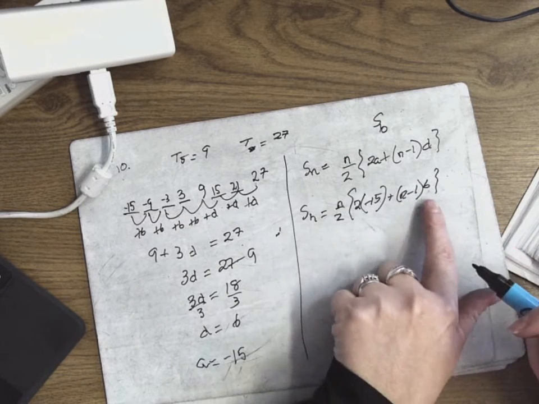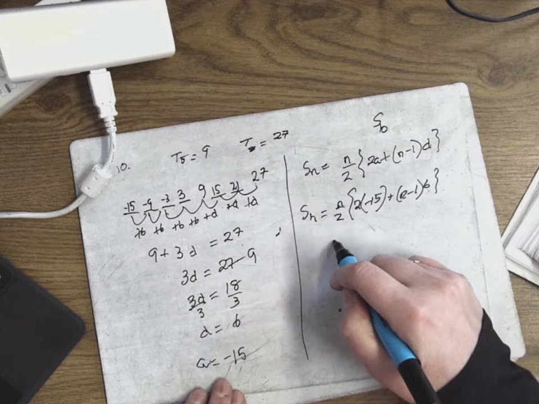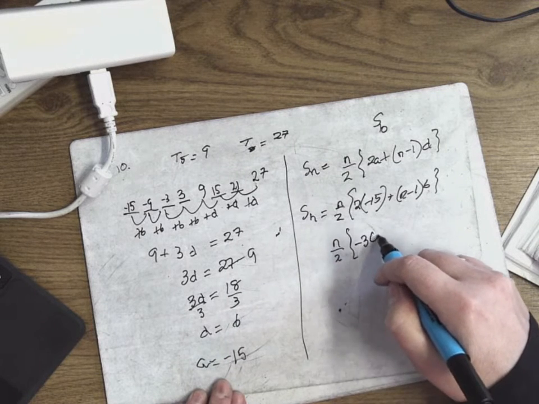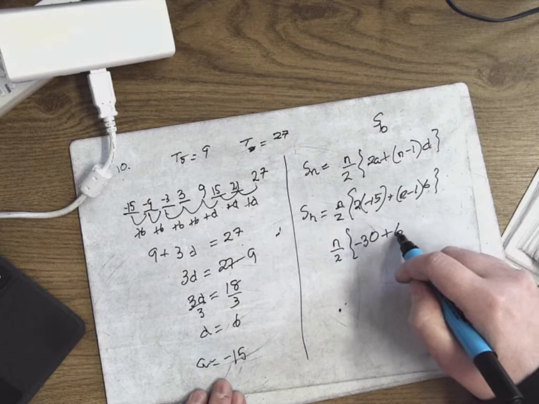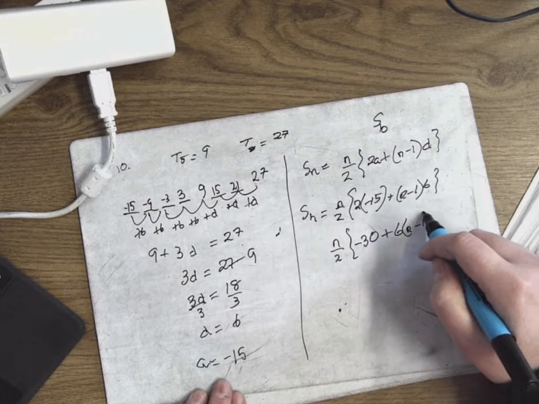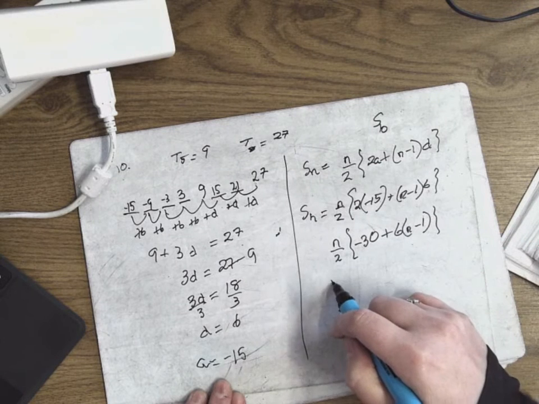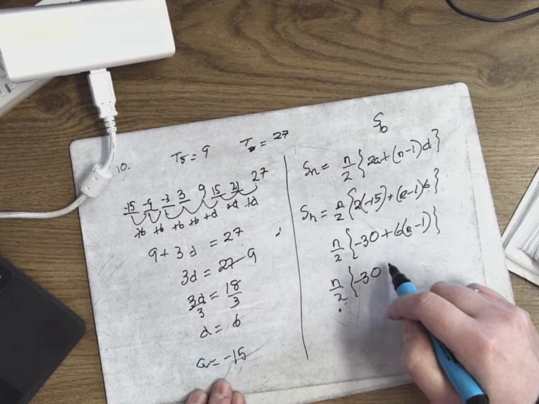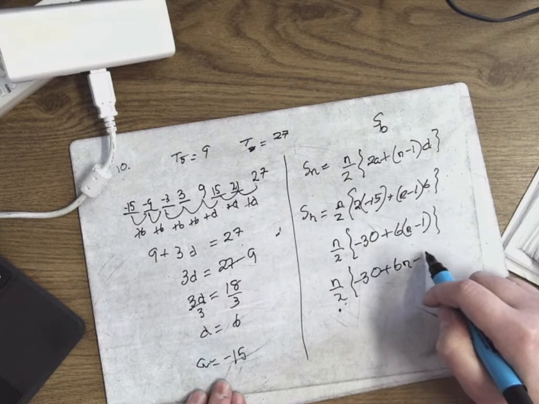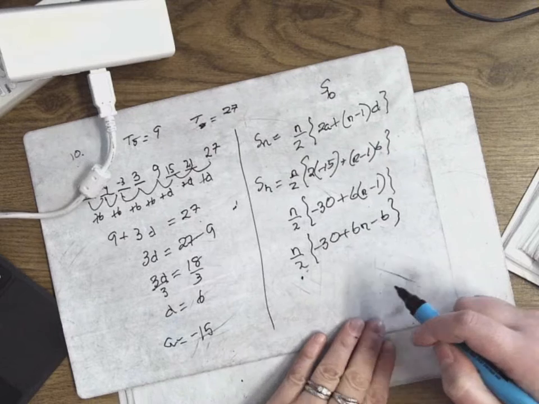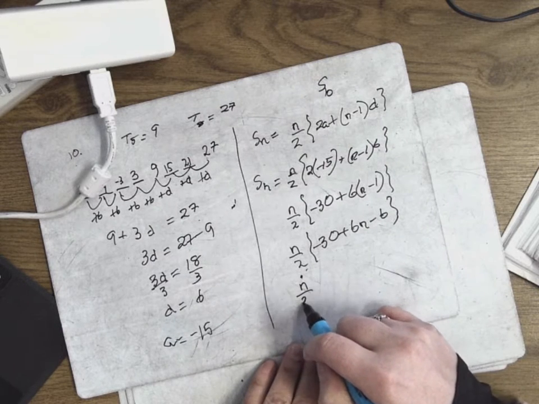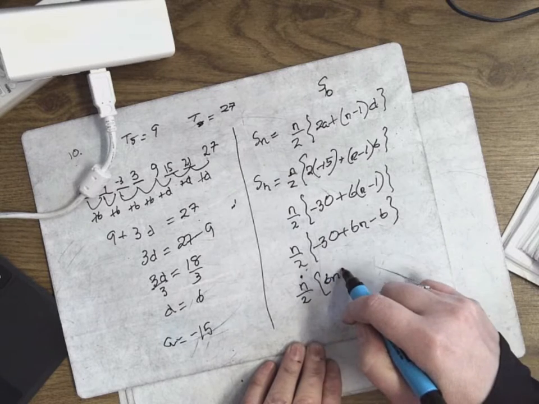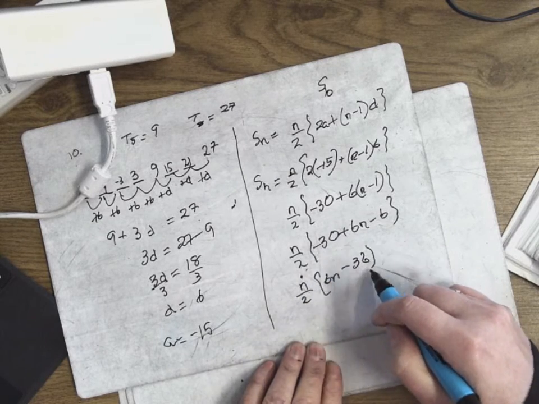Okay, so bring the 6 to the front. So that's n over 2 into minus 30 and multiply in here by 6. So that's 6 times n minus 1. Okay, so that's n over 2 into minus 30 plus 6n minus 6. Okay, so that would be n over 2, just tidy up inside the bracket, 6n minus 30 minus 6 is minus 36.